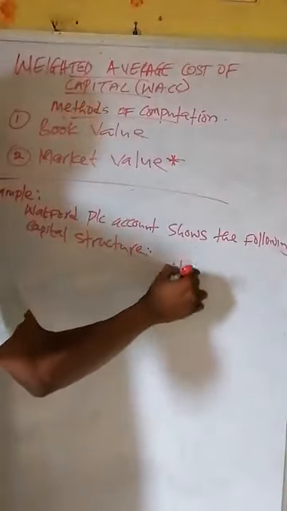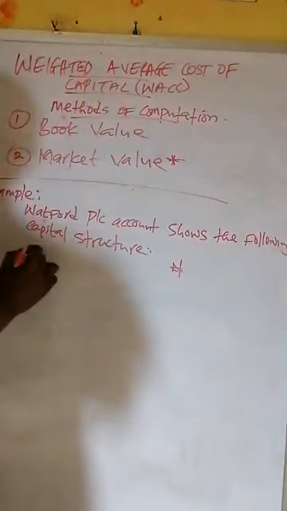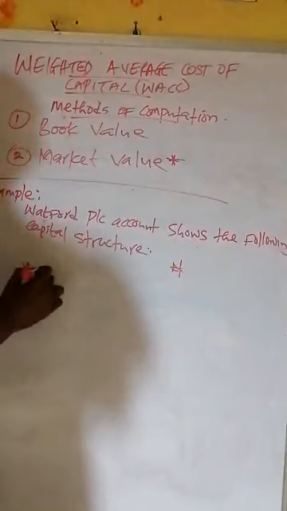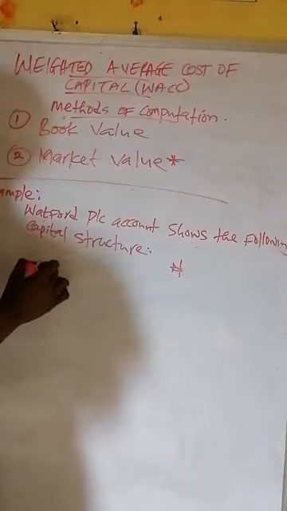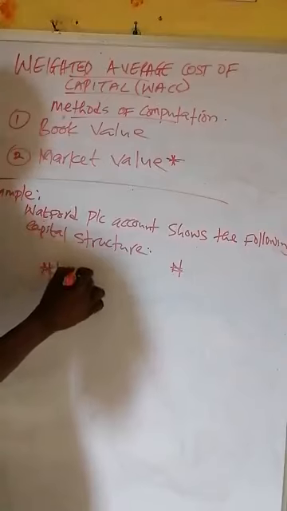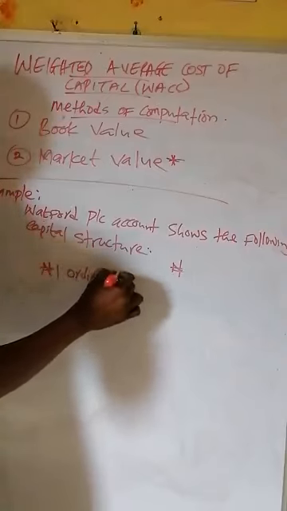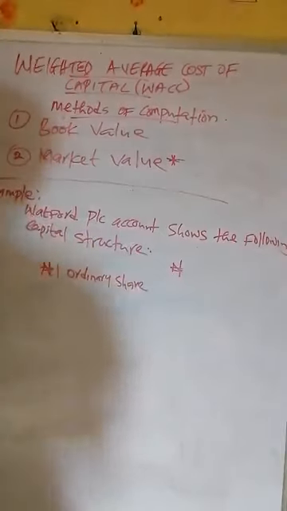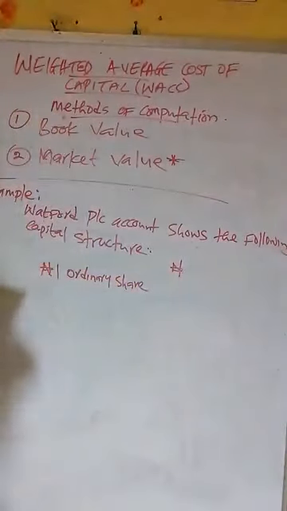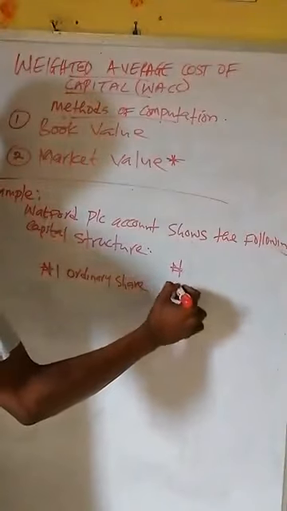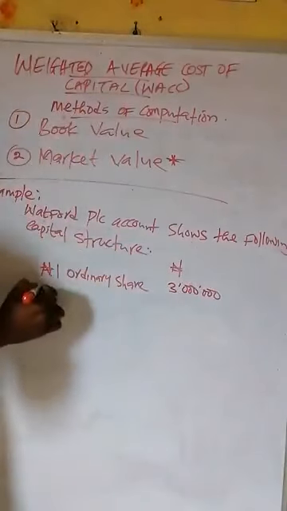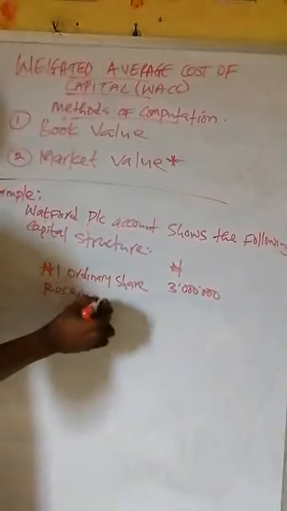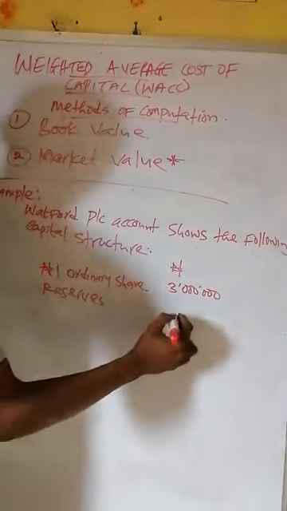We have it in Naira. We have the Naira column here. We have 1 Naira ordinary share at 3 million. Reserves, we have it to be 3 million as well.